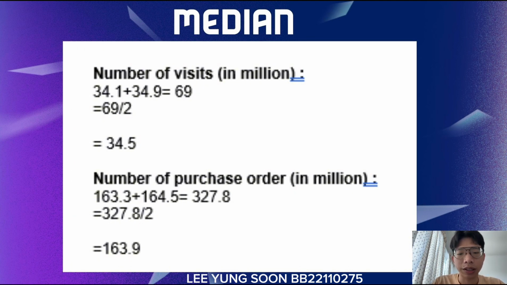Next is the median. The median is another measure of central location that is not affected by outliers. When the data are arranged in ascending order, the median is the middle value if the number of observations is odd, or the average of the two middle values if the number of observations is even. In the question, the number of terms is 30, which is even. Therefore, we have to use the average of the two middle values after arranging in ascending order, and we get the median for the number of visits in million as 34.5, and for the number of purchase orders in million as 163.9.